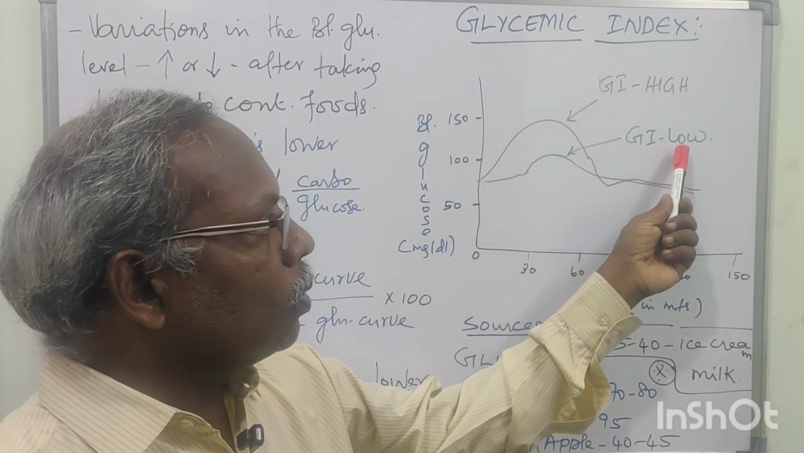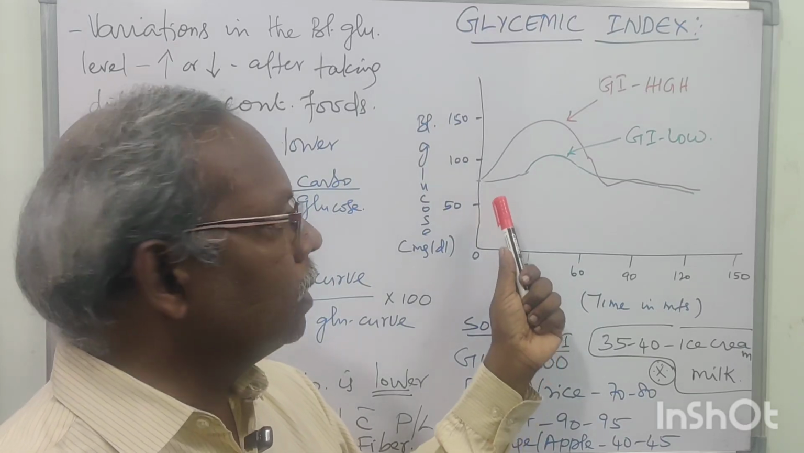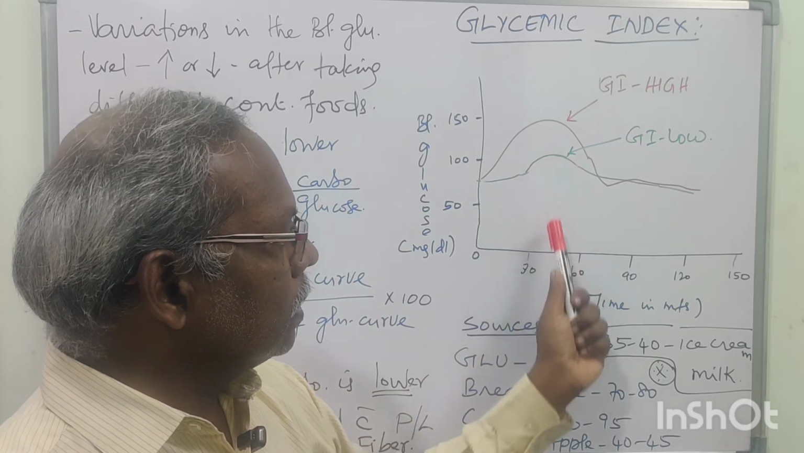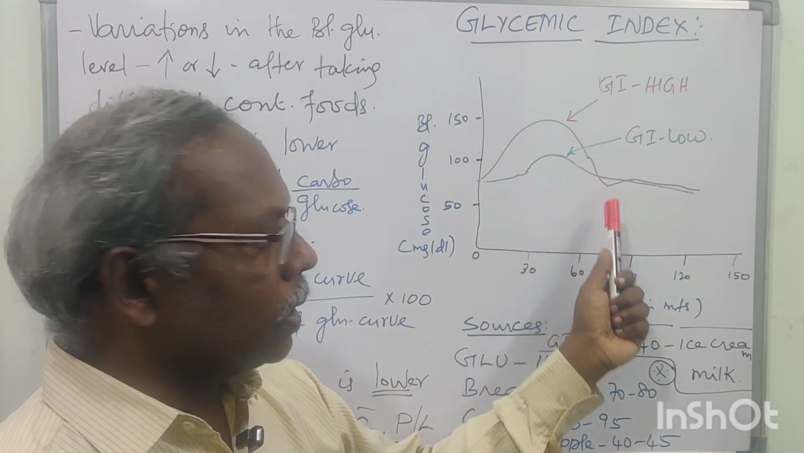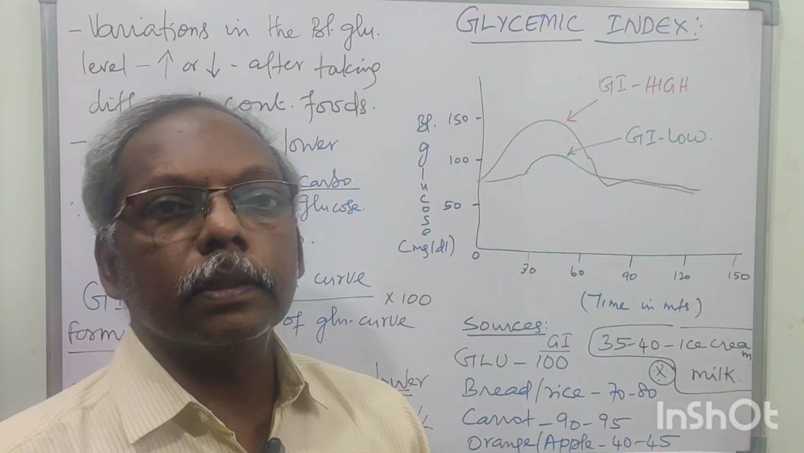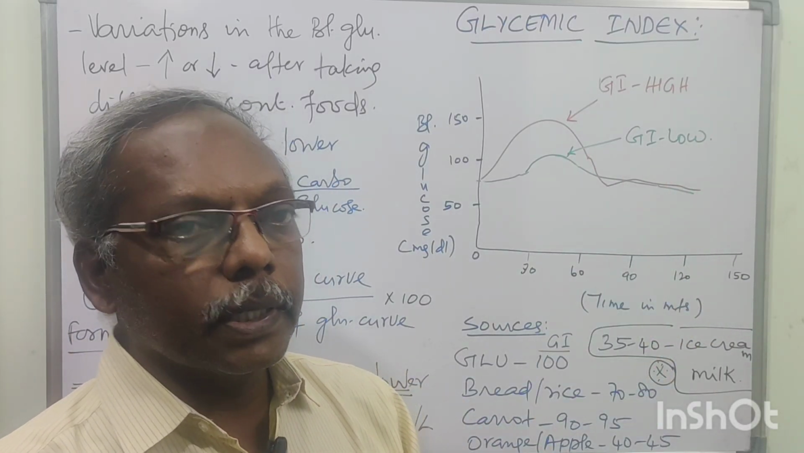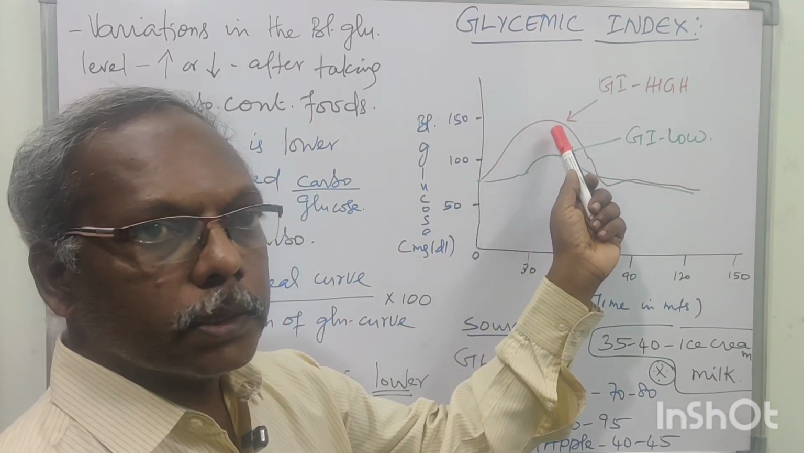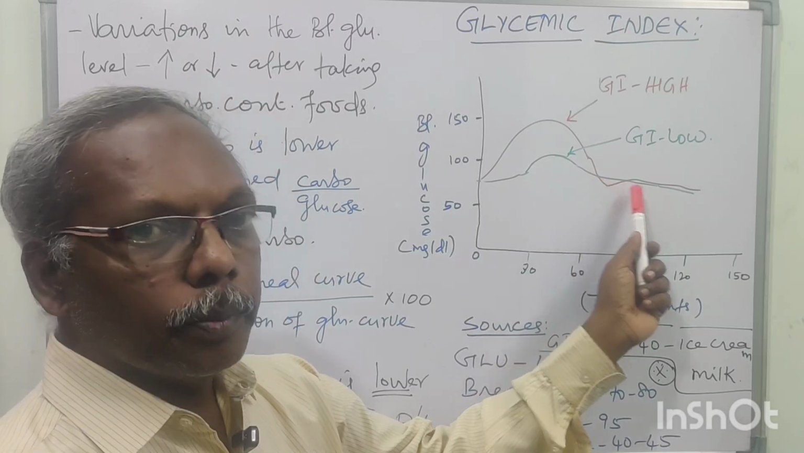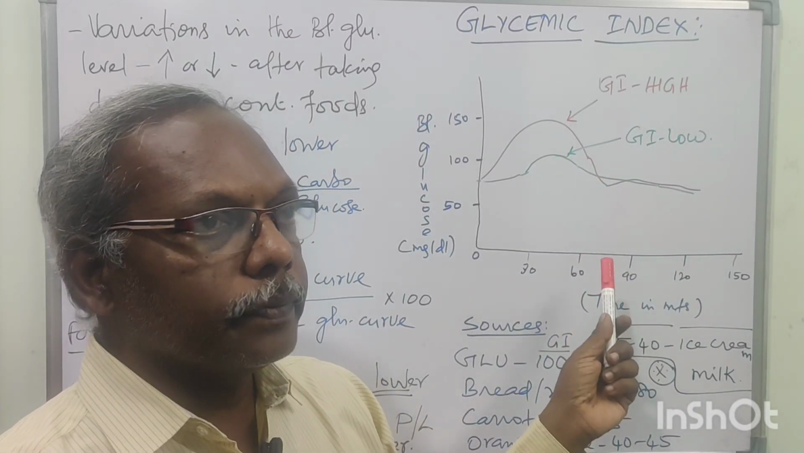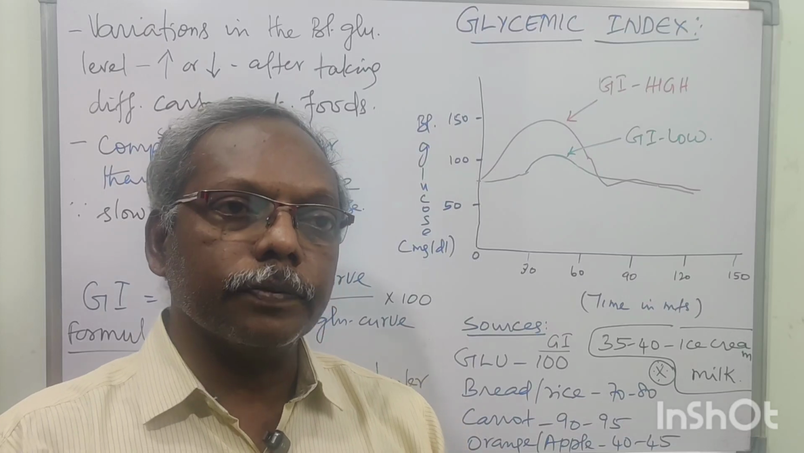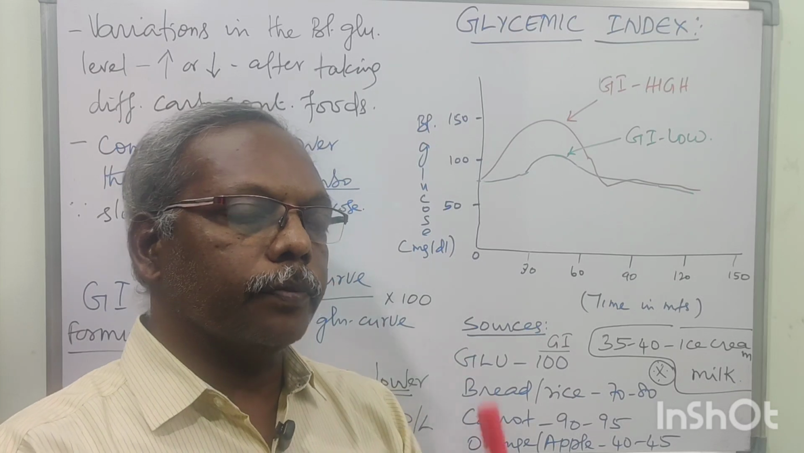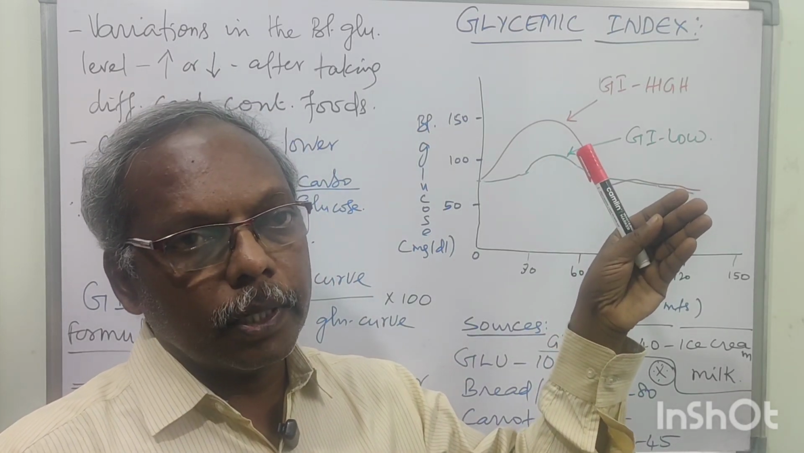Suppose you are taking low glycemic index food items, your graph will be like this: initially a gradual rise at 30 minutes, then at 60 minutes it comes back toward normal, and by 90 to 120 minutes it returns to the baseline. Whereas if you are taking high glycemic index food items, there is initially a sharp rise and then it comes down to the baseline. This graph is very important for glycemic index. What will happen if you take low glycemic index carbohydrate items, and what will happen if you take high glycemic index items?